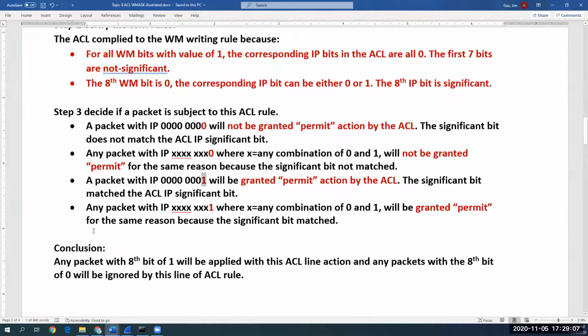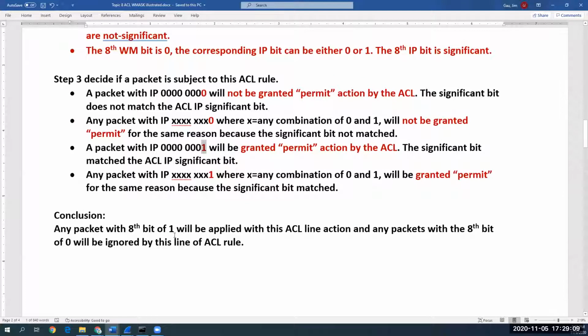Right? So the conclusion here is any packet with the 8th bit of 1, it will be applied with this ACL line, action. And any packets with the 8th bit of 0, and we don't care about the rest of the bit, it will be ignored by this line. Right? And then this is not the end. When this packet coming in, it's been examined against the ACL rule line number 1. If it doesn't match, then you will go to try to match it on a second line. And we will discuss that later.